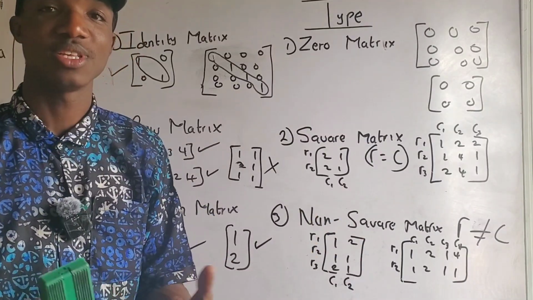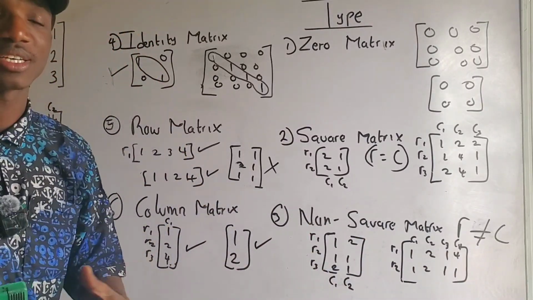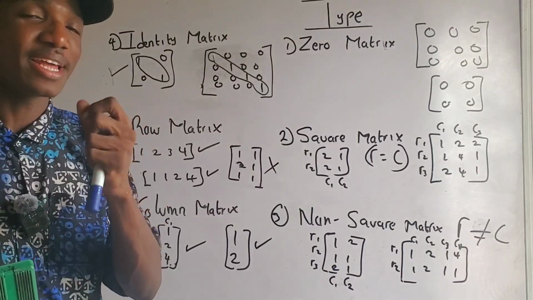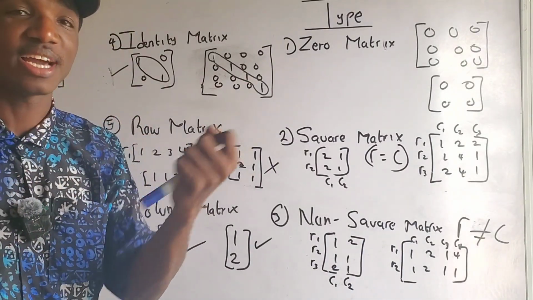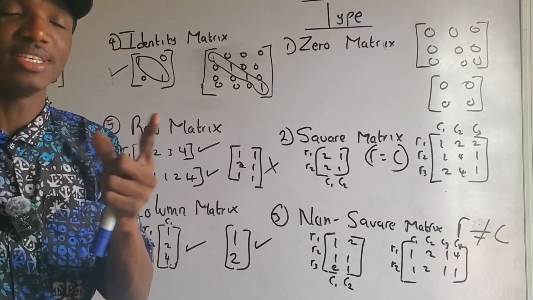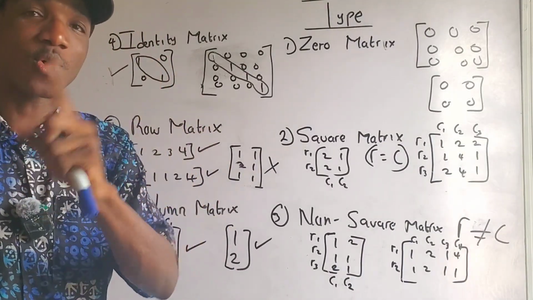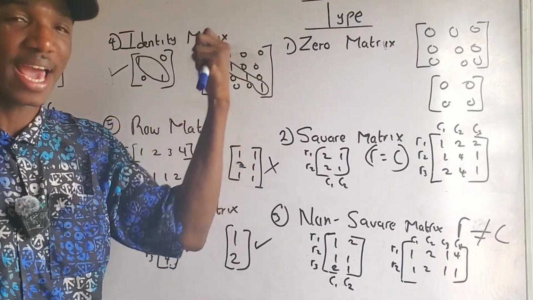While non-square matrix differs in their numbers of rows and columns, and identity matrix is a matrix that has all other elements equal to 0, while the leading diagonal elements are 1s. Are you getting it? The elements present in the leading diagonal are 1, while the other elements present inside the matrix are 0. That kind of matrix is called identity matrix.